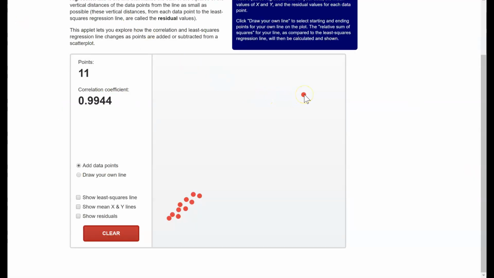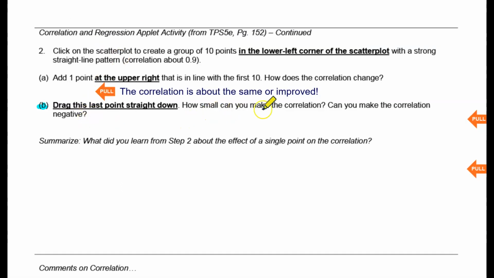So if I take this point over to the right, the one that is clearly different than the overall pattern of the data, and if I drag it down, you'll notice that very quickly the correlation is decreasing. In fact, I can make the correlation negative by dragging this point to the bottom of the scatter plot. So we're asked to comment on that. How small can you make the correlation? Can you make the correlation negative? And I would say, yeah, you should be able to get a negative correlation if you pull that point down far enough. So in step 2 of this applet, there are 2 different things that I hope you learned.